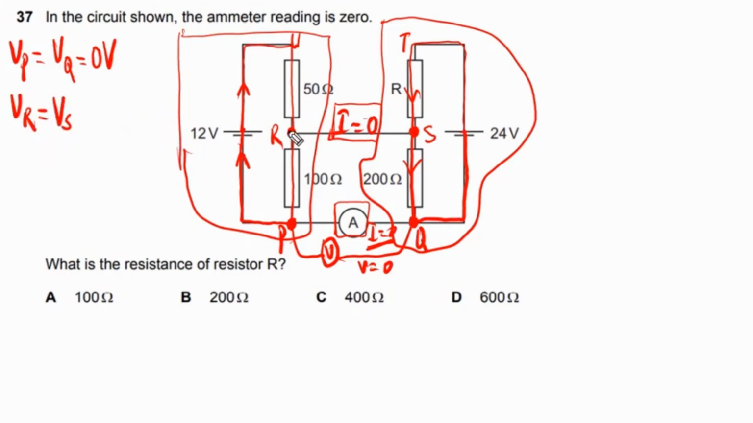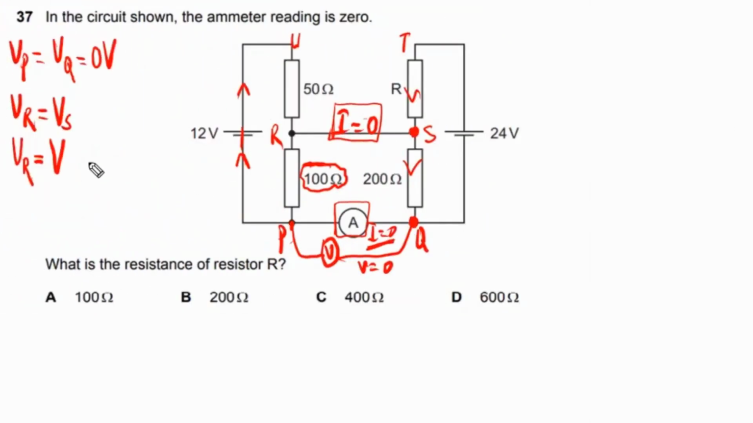Now, the next question is how we can find out the potential at point R. In order to find the potential at point R, we can simply write down that the potential at point R is equal to the potential difference across this 100 ohm resistor. It simply means that if we connect our voltmeter between these 2 points, meaning between P and R, the reading on this voltmeter will be equal to the potential at point R.